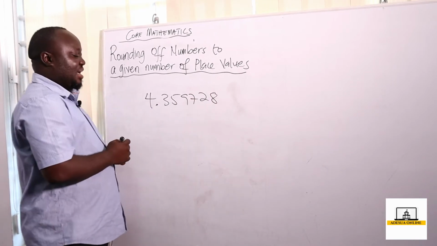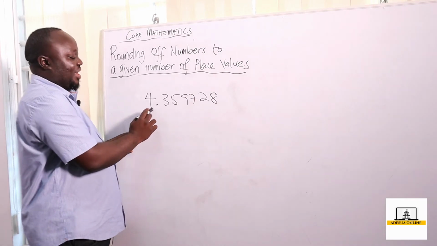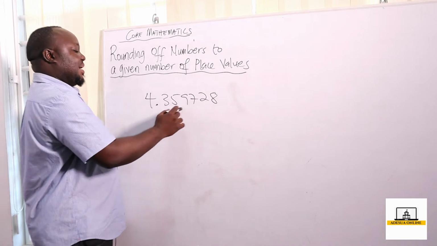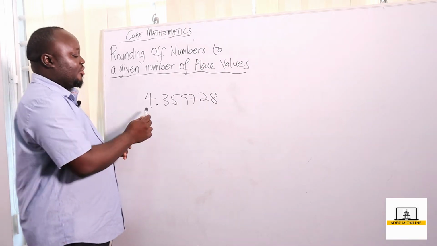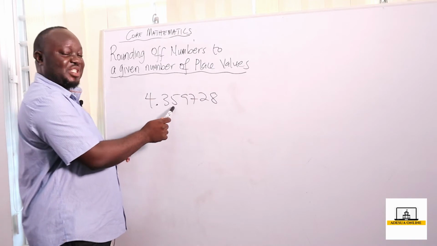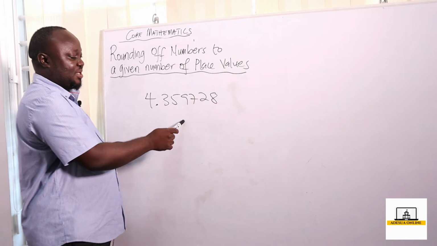4.359728. Now this 4 is the whole number. So we have 4 points. The rest of this makes it a decimal number. So 4.3, this is our first decimal place. The 5 is our second decimal place. The 9 is our third decimal place.